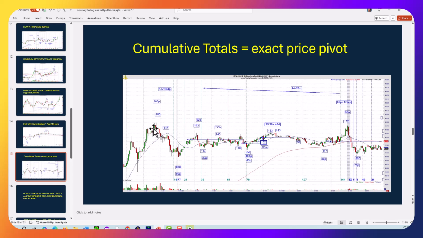Check this out. 180 to 90, that's 90 points, right? 90 to 172 is 82. What's 90 and 82? Gee, that's 172. Look at the high here. The price is 172. You just can't make this stuff up.